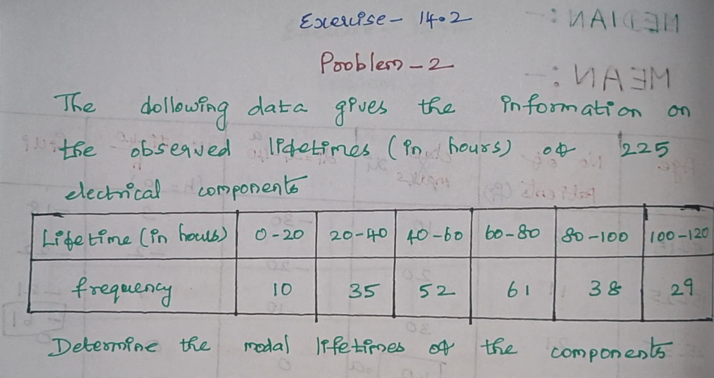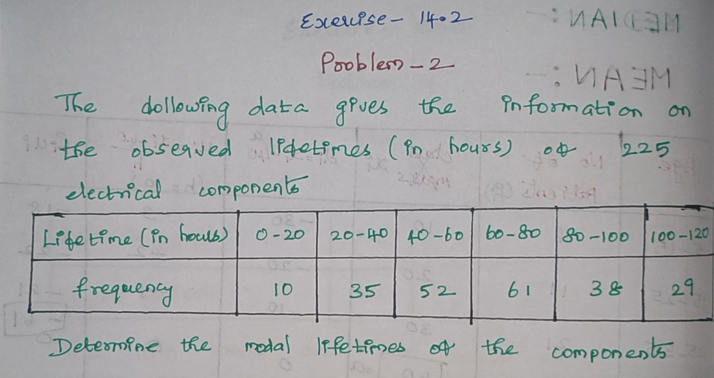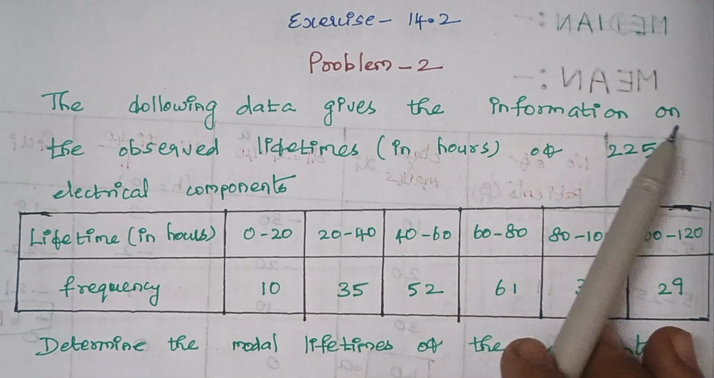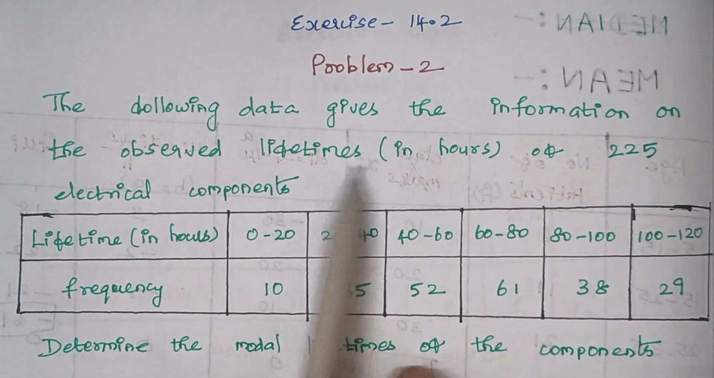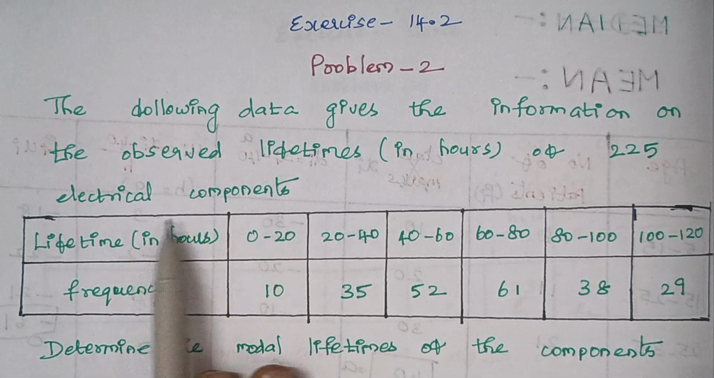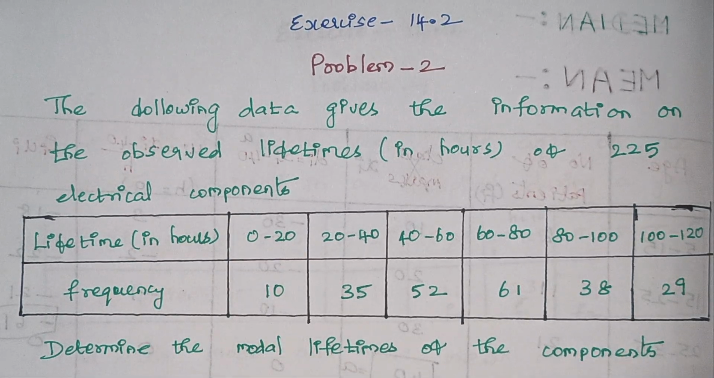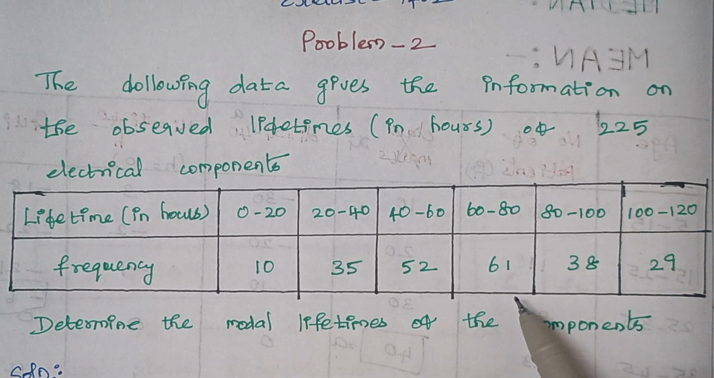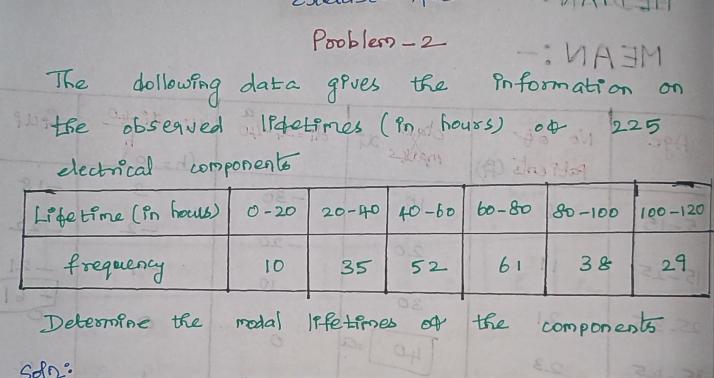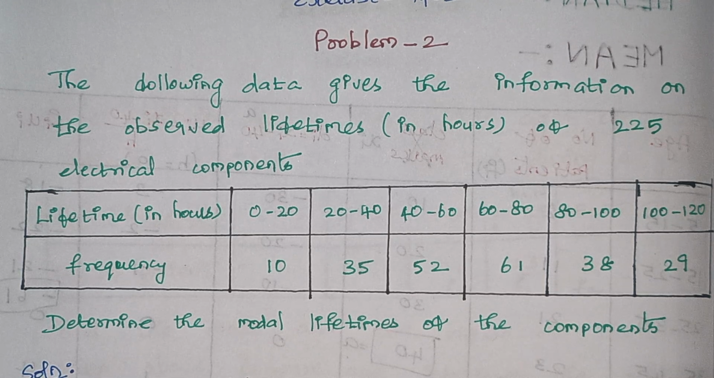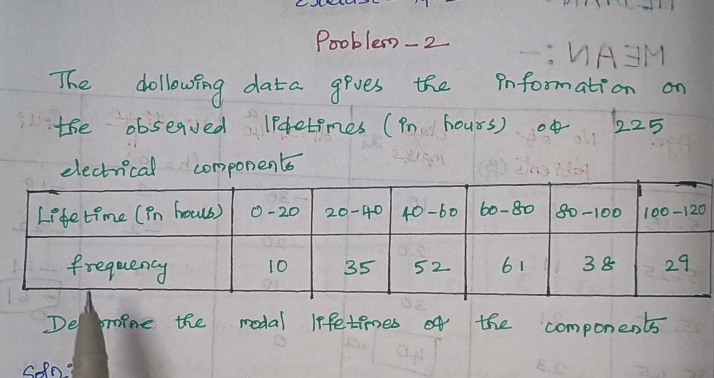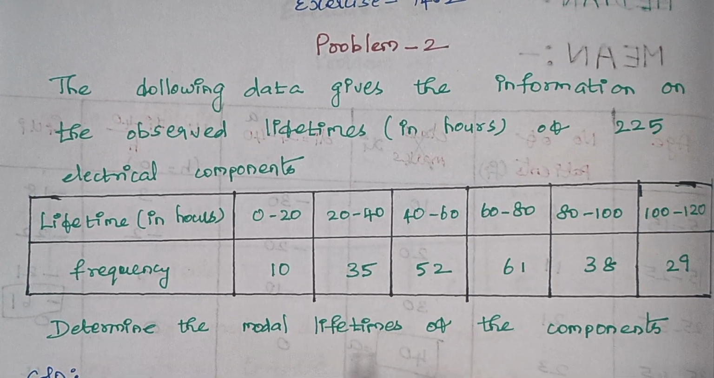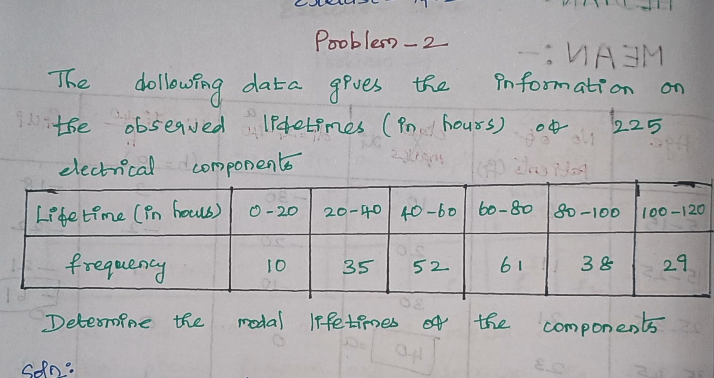Today we are going to solve problems in exercise 14.2. Problem 2. The following data gives the information on the observed lifetimes in hours of 225 electrical components. Determine the modal lifetime of the components. So we have some electrical components like fan, AC, refrigerator, mixie, TV, right? So here the lifetime is given in hours and this is the frequency. So we have to find the modal lifetime.